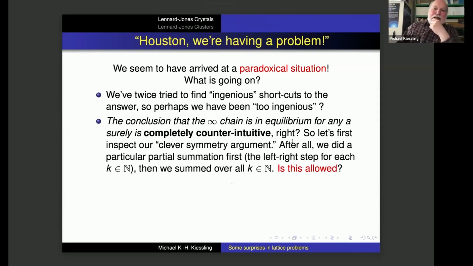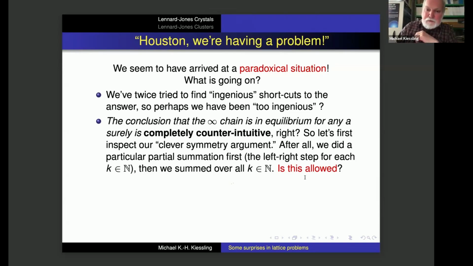Yeah. So at least that sounds like, how can it be? How can that be, right? After all, here's my infinite chain again. Well, a truncated infinite chain, but if I pull it and let go, bong, it just snaps back. How can that be? So let's inspect our clever symmetry argument. We did a particular partial summation first, namely the left and right step. So we added this for each k, and then we summed over all k.